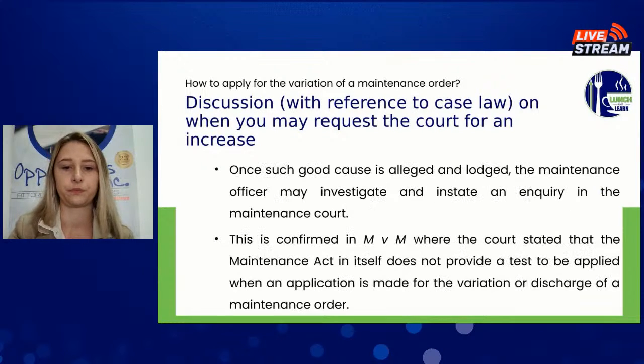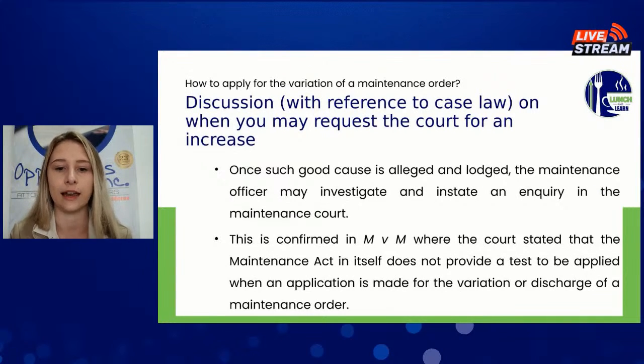So once such good cause is alleged and lodged, the maintenance officer may investigate and institute an inquiry in the maintenance court. So you go and lodge your application, you fill in your J107, we will get to that and how to complete that form. But once you've done that, you have to indicate your good cause and your reason for applying for the variation, for the increase or the decrease. That maintenance officer will then investigate it and launch an inquiry in the maintenance court.